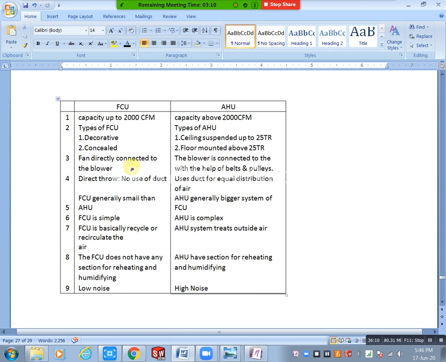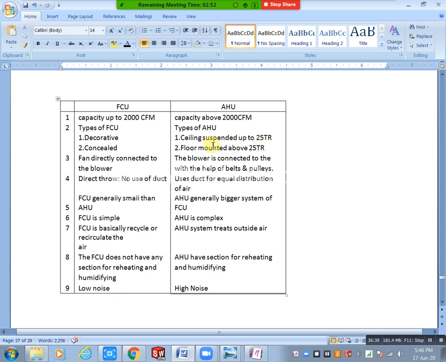Already you know ceiling suspended type. In previous class I showed. Next, floor mounted above 25 TR. Just we saw that now. Next, fan directly connected to the blower. I will show the picture, directly connected to the blower.